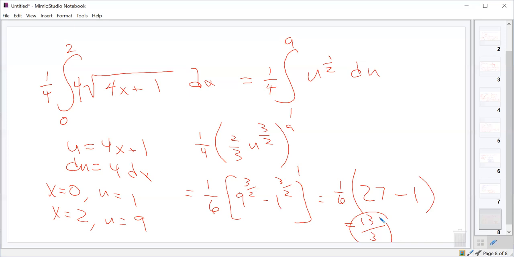Now, if you had gone through and converted this back into terms of x, then you would convert this 1 and this 9 back to your 0 and 2, and you'd get the same answer. But personally, I say just convert it into terms of u once and then finish it off in terms of u if it's a definite integral.